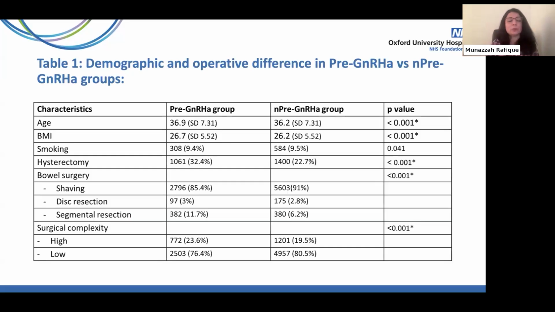population, and most of the characteristics, including age, BMI, smoking, and hysterectomy, were similar. There was also similarity in terms of what type of bowel surgery they had and surgical complexity as well. When I say surgical complexity, it means high complexity cases were those which had a ureteric, bladder or bowel nodule, and low complexity were those where there were no other nodules that had been defined intraoperatively.